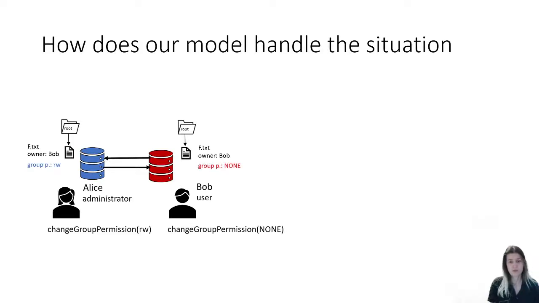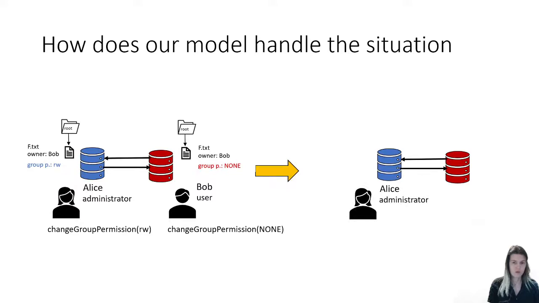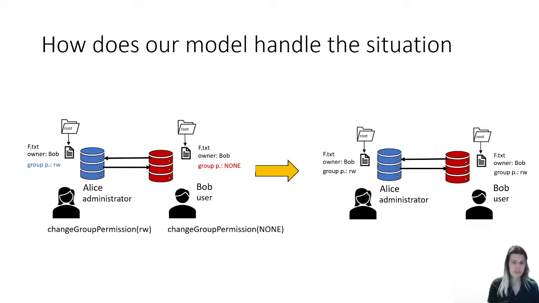In our model, we assume that administrators have justifiable reasons for modifying access control policies. Therefore, such a conflict will be resolved in favor of the administrator. In the current situation, Bob will remain the file owner and the group permissions will be updated to read and write.